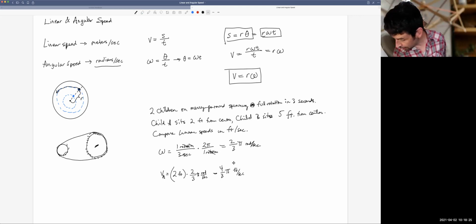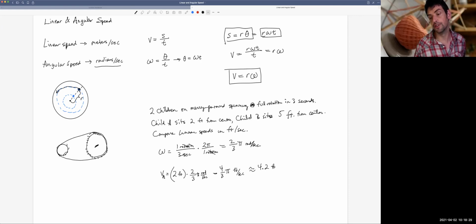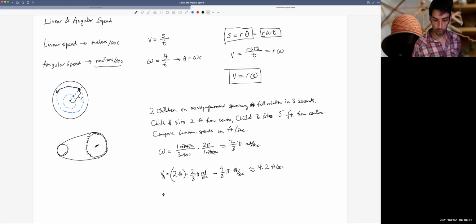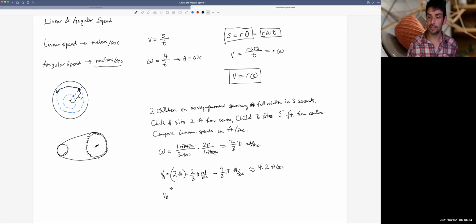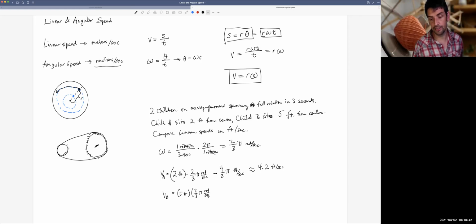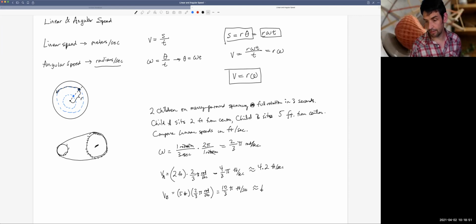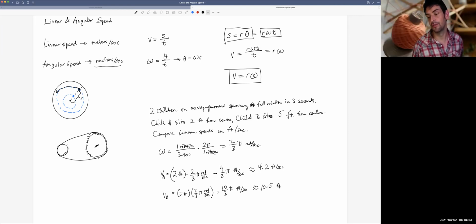Which is about 4.2 feet per second. Child B, sitting 5 feet away, we'll take 5 feet times 2/3 pi radians per second is going to be 10/3 pi feet per second, which is approximately 10.5 feet per second.